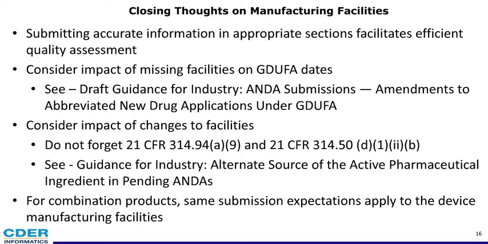Consider the impact of missing facilities on the goal dates. If we do find these facilities, we only have a certain amount of time. We might have to send you an IR. That IR then might cause the goal dates to shift to allow time to assess the facility.